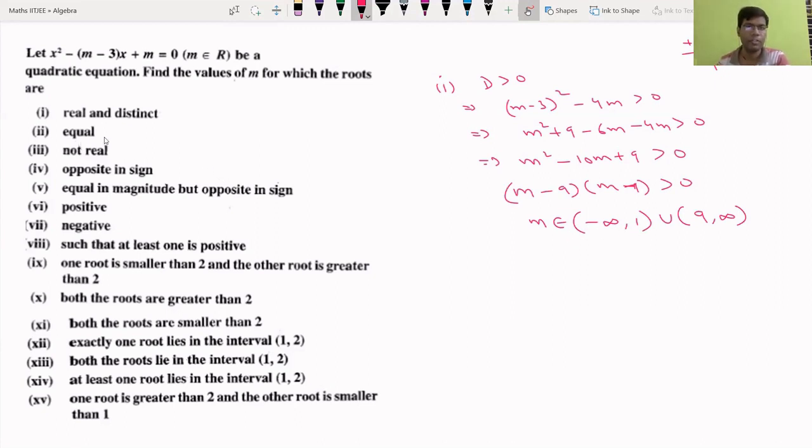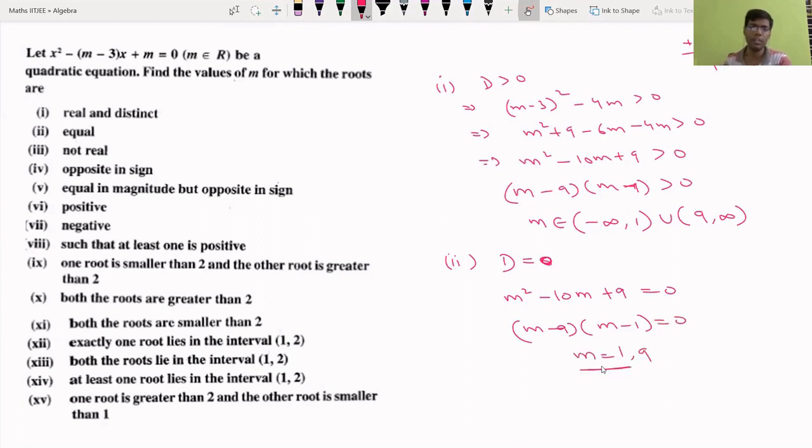Now the second bit: my discriminant will be equal to 0 for equal roots. For that, the equations will be exactly the same. Only thing, I'll get m square minus 10m plus 9 is equal to 0, which will give me m minus 9 multiplied with m minus 1 is equal to 0. That is m is equal to 1 and 9. Okay, so these will be the values of m.